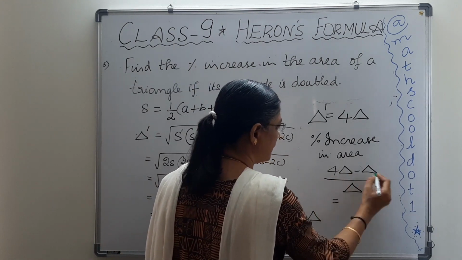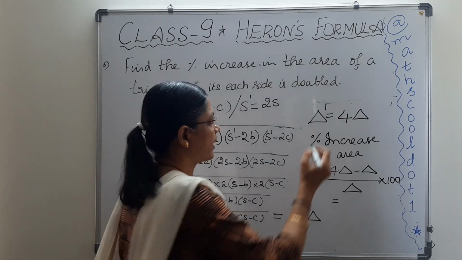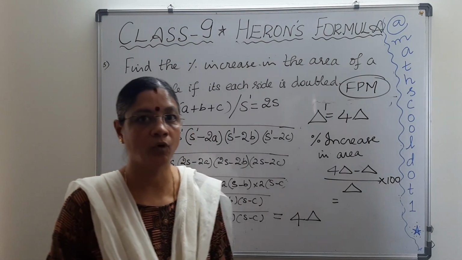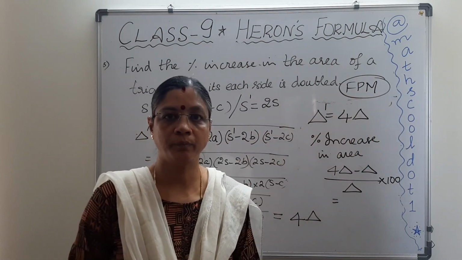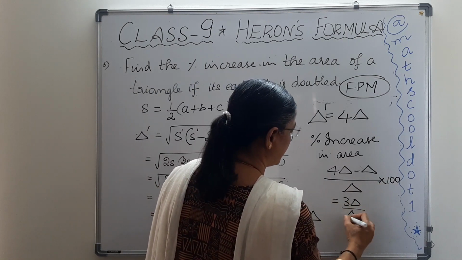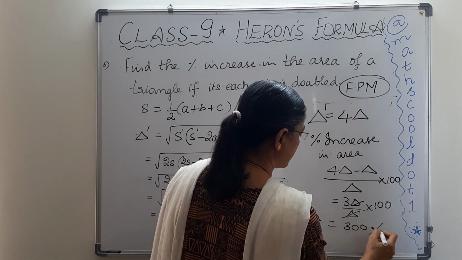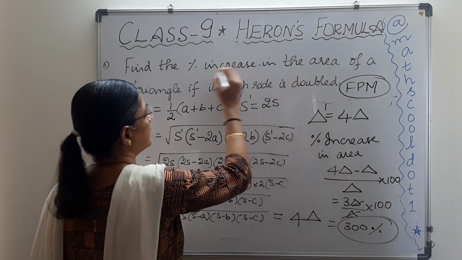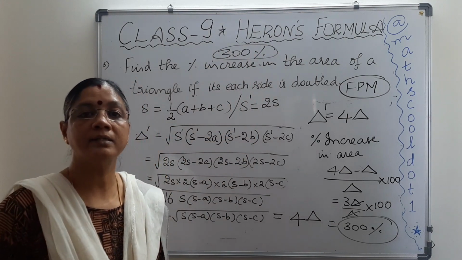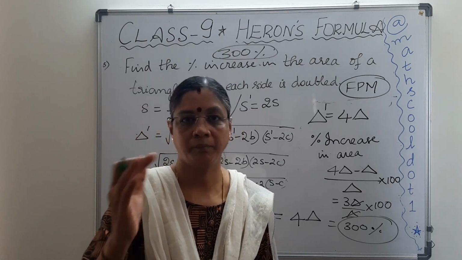So 4 del minus del into 100. Always to convert it into percentage, we should multiply, isn't it? Fraction to percentage, you need to multiply. FPM, remember the mnemonic. From fraction, if you need to change it into percentage, you need to multiply with 100. So I'm multiplying it with 100. So 3 del by delta into 100. Delta gets cancelled. You have 300%. So that was the answer. So the percentage increase is how much? It is 300%. By doubling the sides of the triangle, the area will be increased by 300% from the original area.